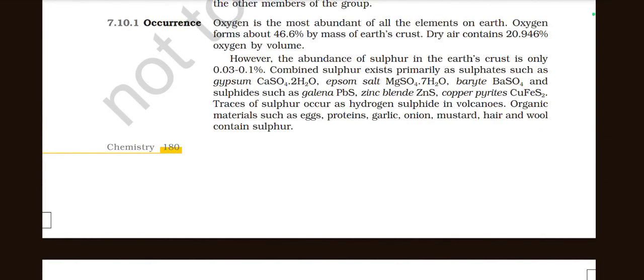Oxygen is the most abundant of all the elements on Earth. Oxygen forms about 46.6% by mass of the Earth's crust. Dry air contains 20.946% oxygen by volume. However, the abundance of sulfur in the Earth's crust is only 0.03 to 0.1%. Combined sulfur exists primarily as sulfates such as gypsum, Epsom salt, and barytes, and sulfides such as galena, zinc blende, and copper pyrites. Traces of sulfur occur as hydrogen sulfide in volcanoes. Organic materials such as eggs, proteins, garlic, onion, mustard, hair, and wool contain sulfur.